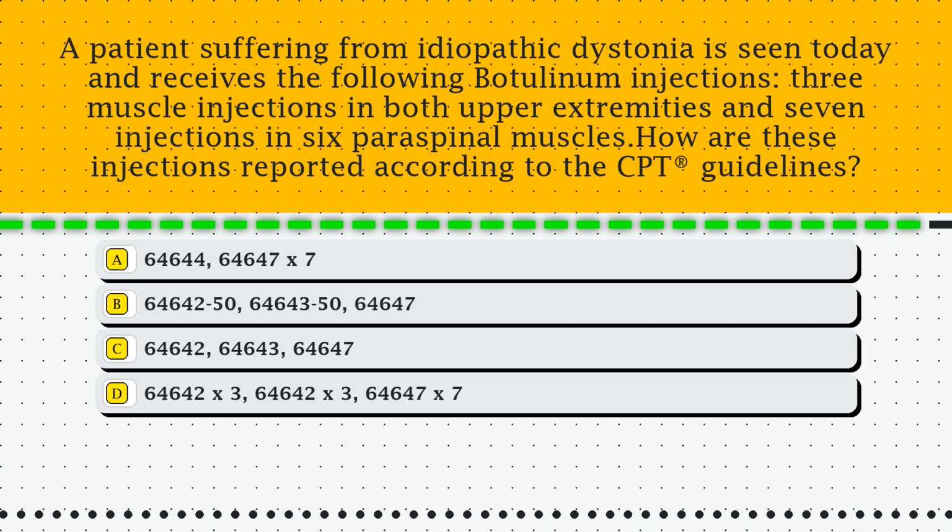Question 19. A patient suffering from idiopathic dystonia is seen today and receives the following botulinum injections: 3 muscle injections in both upper extremities and 7 injections in 6 paraspinal muscles. How are these injections reported according to the CPT guidelines?